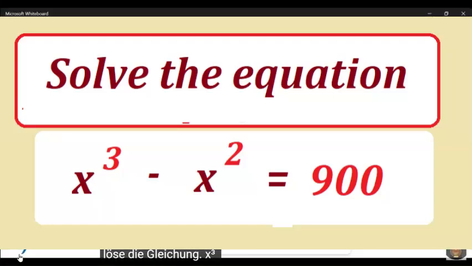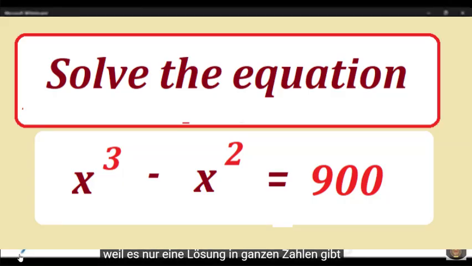Equation: x cubed minus x squared equals 900. Someone will now say an oral solution and will be right, because the solution in whole numbers is immediately visible. But these will not be all the solutions. It is necessary to prove how many solutions there are, and consider them all.